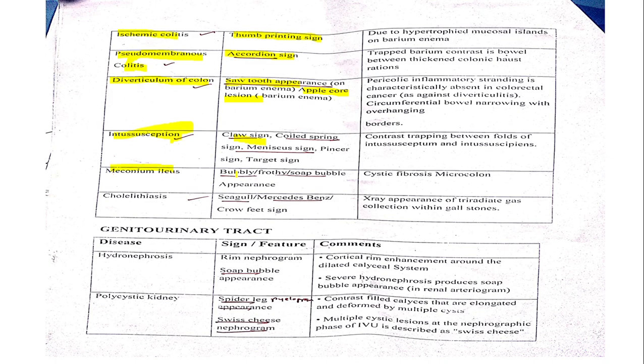Meconium ileus has bubbly, frothy, soap bubble appearance. Cholelithiasis shows seagull sign, Mercedes-Benz sign and crowfoot sign. These are all important. Coming to genitourinary tract, hydronephrosis has rim nephrogram which shows soap bubble appearance. Polycystic kidney shows spider leg appearance and Swiss cheese nephrogram.